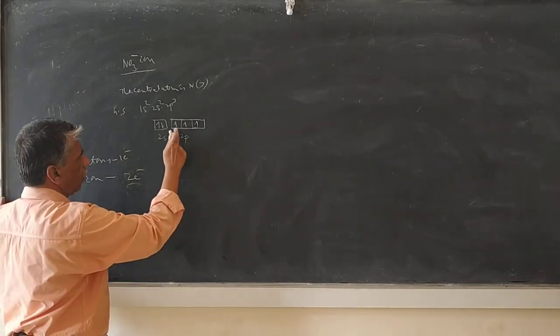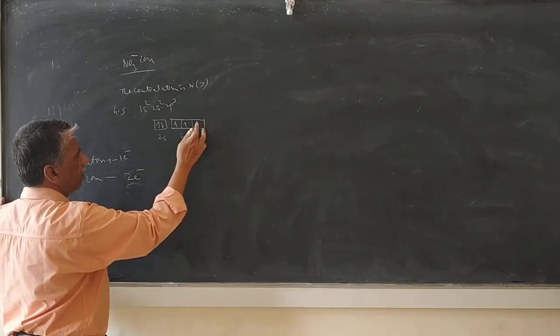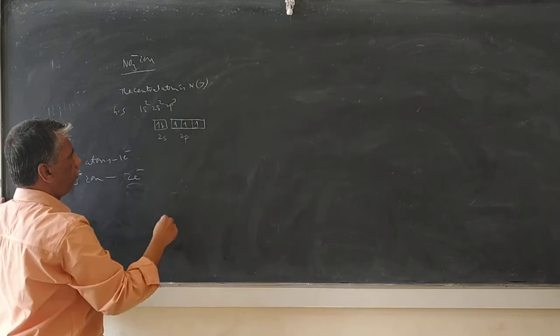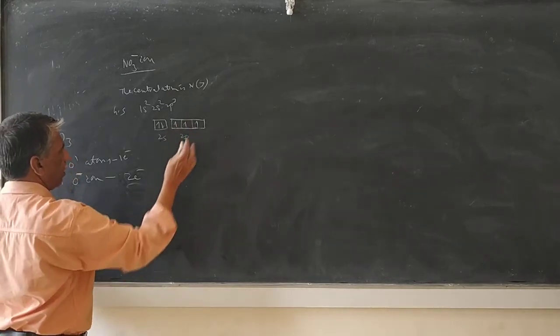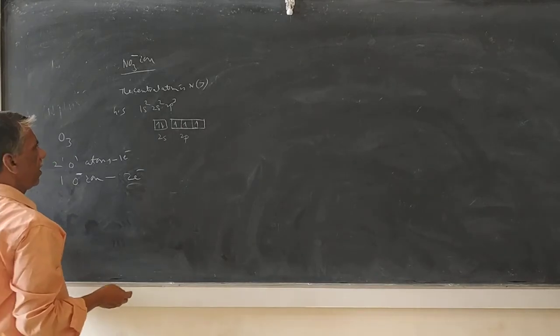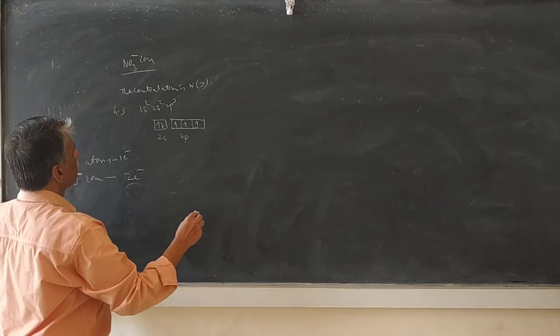next, out of these three, one is forced to pair up. Out of 3 unpaired electrons, one is forced to pair up. So let me write here.